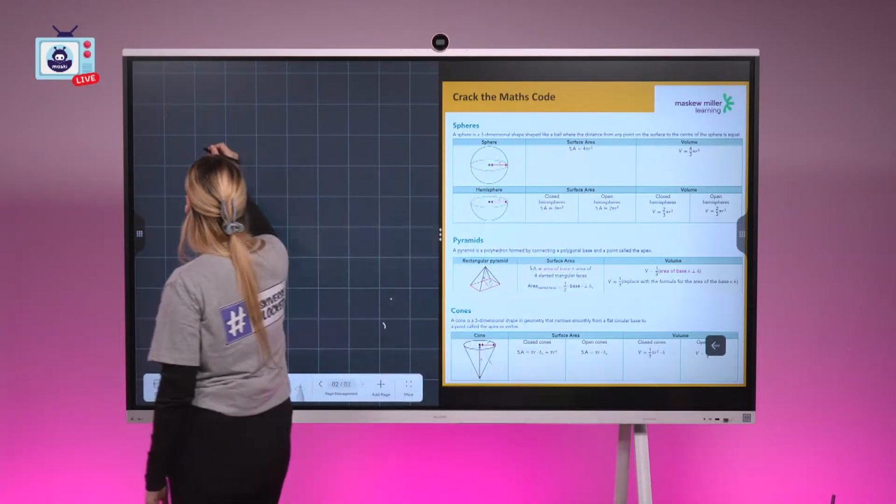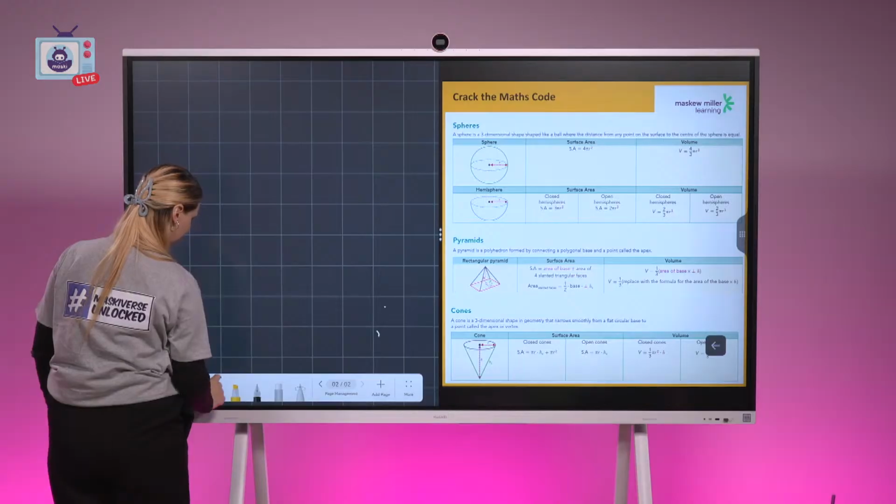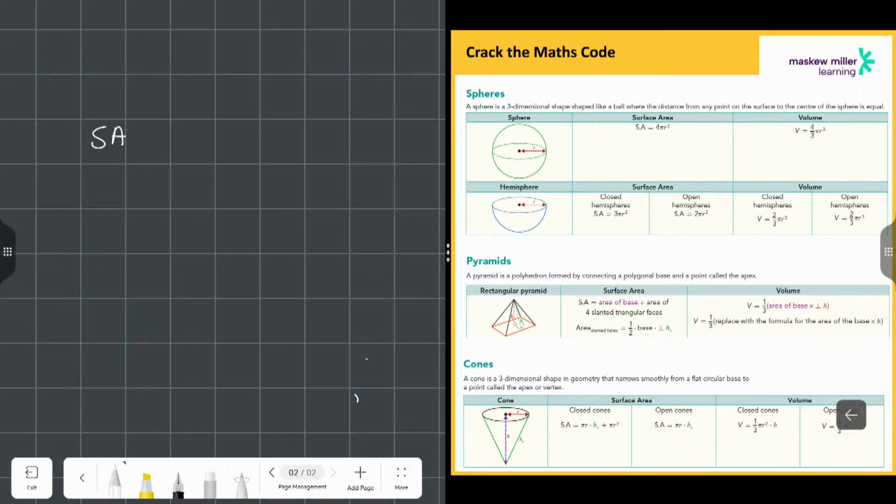So let's write the formula down. Surface area of my sphere, let's write sphere, is going to equal 4 pi r squared. Okay, let's put the formulas all down.